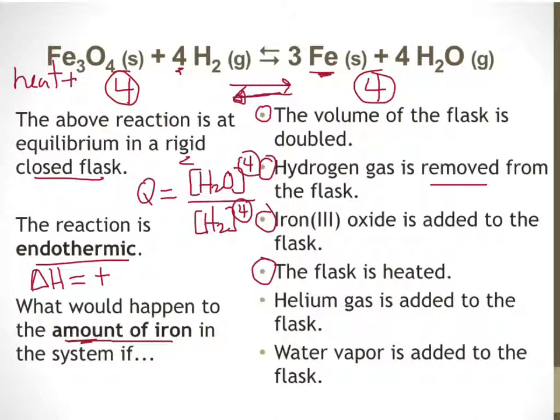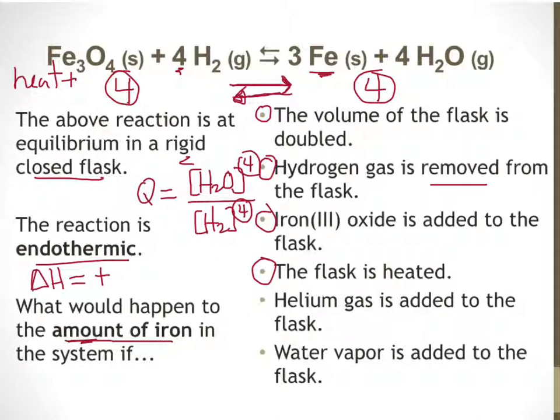If we heat the flask, from a non-AP perspective, we would say that we're adding heat. The system's going to try to cool down. The system would like to use up some of that extra heat. Since heat is on the left side of my equation, to use up the heat, we'll have a forward shift in equilibrium. That'll produce more iron metal.